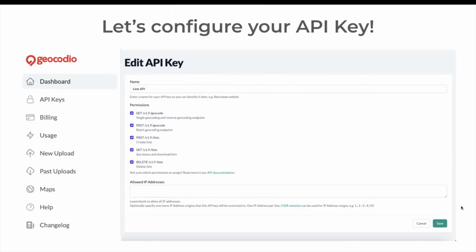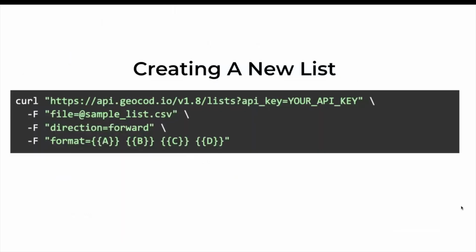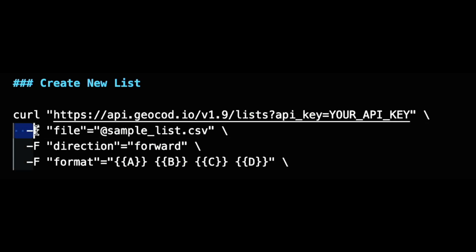You're ready to go. Let's start by creating a new list, which will allow you to upload your spreadsheet. You'll need to make a post request to the Lists endpoint. Here's what a basic curl command looks like. I'll go ahead and break down these parameters. File. This is where you'll add the name of your spreadsheet file. Be sure to include the extension.